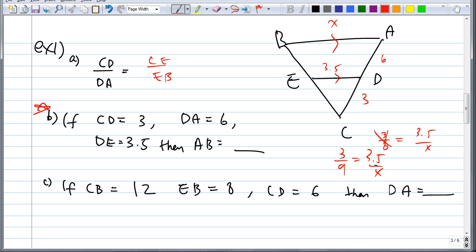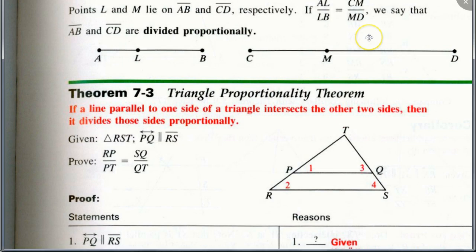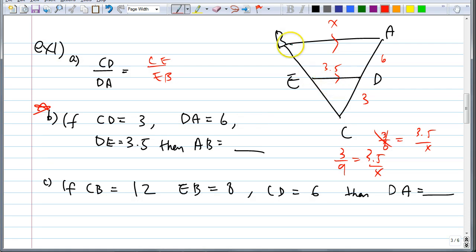Nicholas? Because it's not the triangle proportionality theorem, because it's not the two sides. ED and AB, are they the two sides? Let's go back to the theorem. It divides the two sides proportionally, right? These are not the sides that are being divided. It's just like we said right here: it divides CE over BE. Not these.